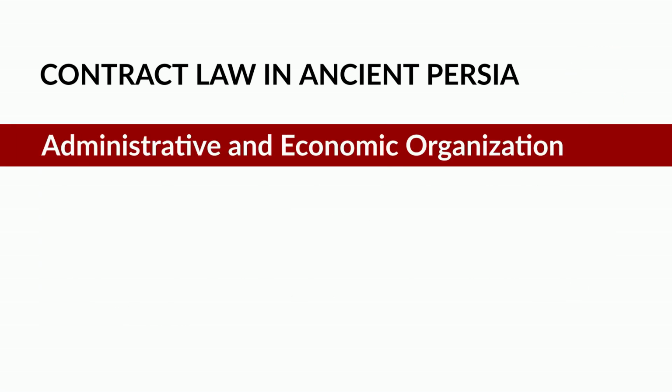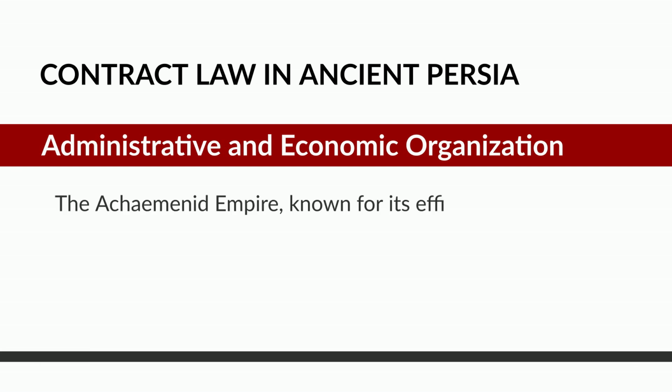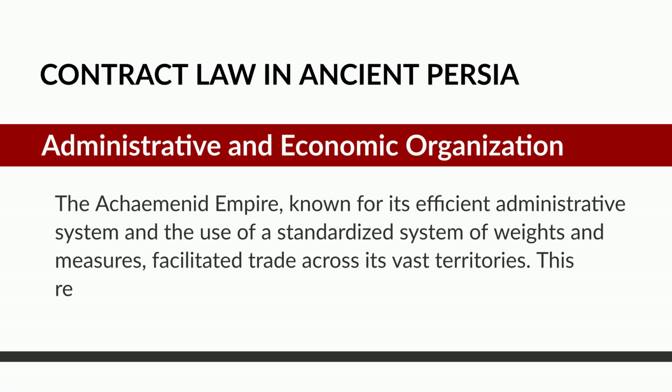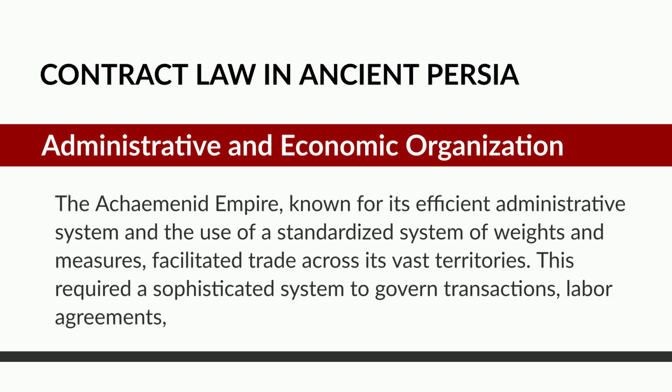Administrative and economic organization. The Achaemenid Empire, known for its efficient administrative system and the use of a standardized system of weights and measures, facilitated trade across its vast territories. This required a sophisticated system to govern transactions, labor agreements, and land management.